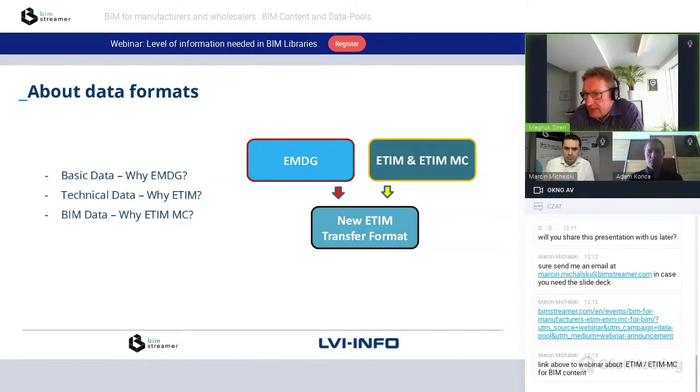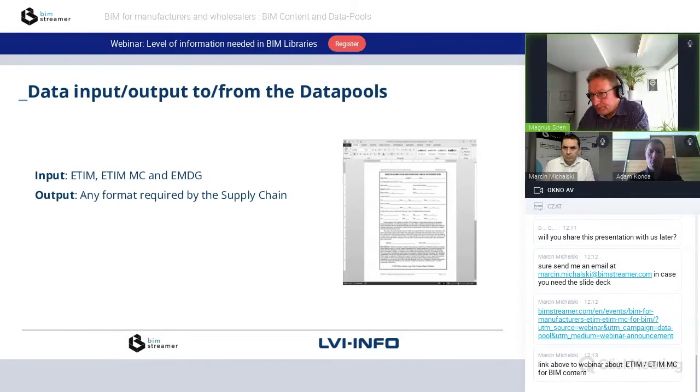And in eTeam International, there is presently a new transfer format being built, which is based on the EMGD and of course on eTeam. And that is something that really will be useful on the market. So input to the data pools, we use eTeam, eTeam MC, and EMGD. And output, like I said, is of course the same as the input, but also any format required by the supply chain. We can modify it based on what we have in the data pool to meet the needs of the receiver.